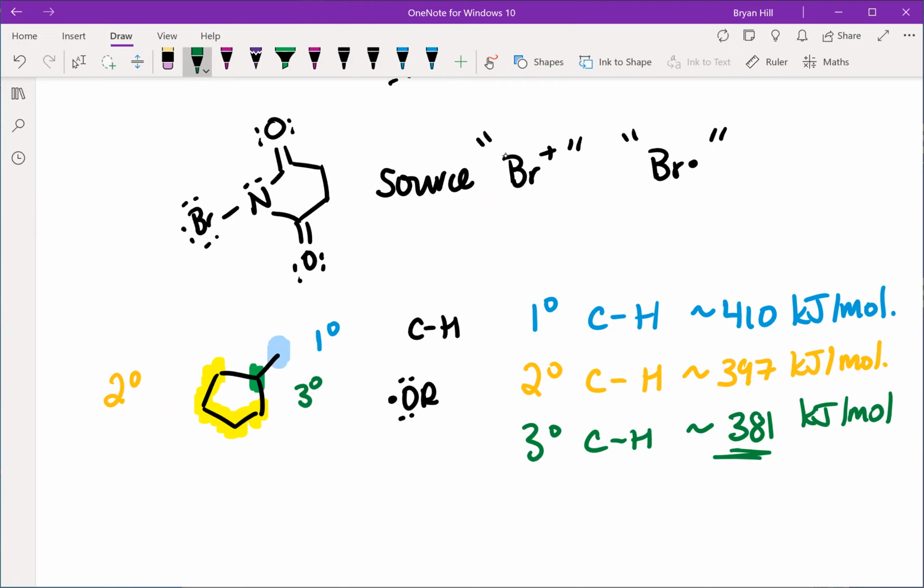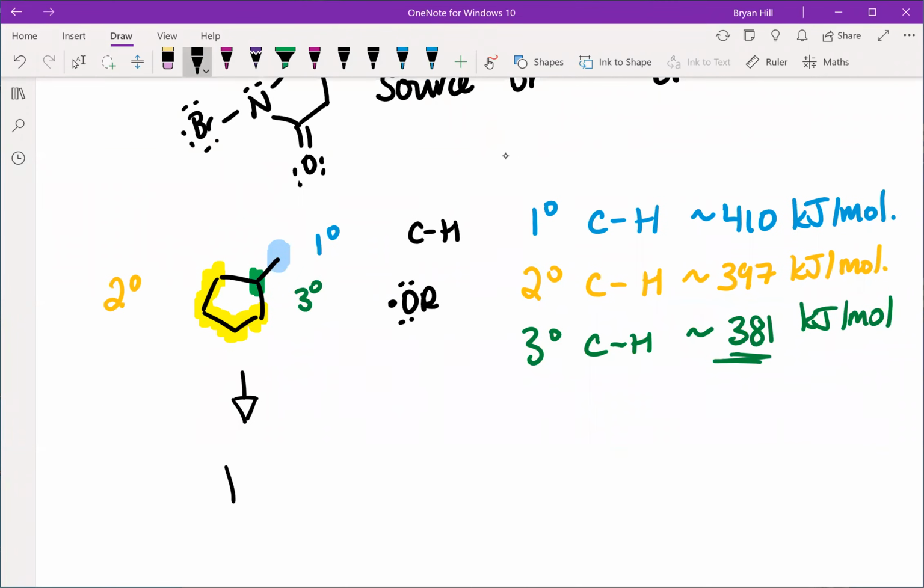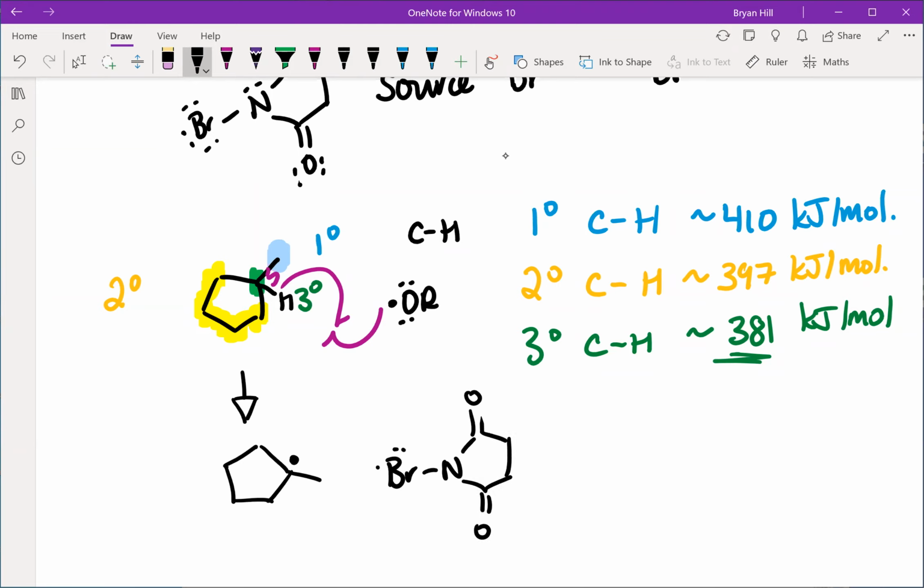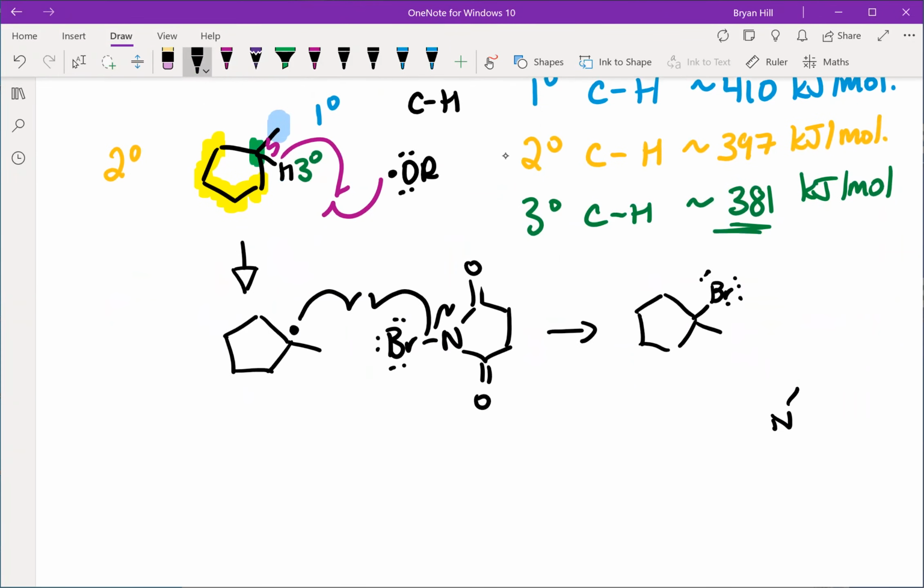So your radical is going to break that CH and it's going to generate that stable tertiary radical. So if I drew that little hydrogen here, the way this would work is that this would go there and this would go there. And then the radical is going to come along and form the carbon-bromine bond, which will make our product. And you'll generate the succinimide radical, and it's going to continue the chain up.